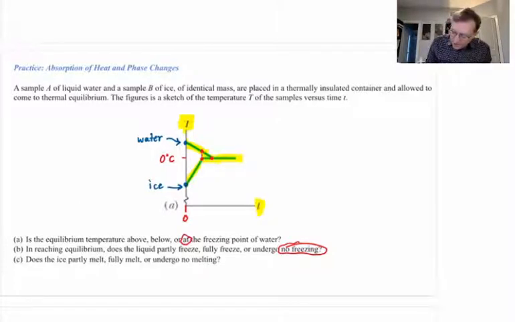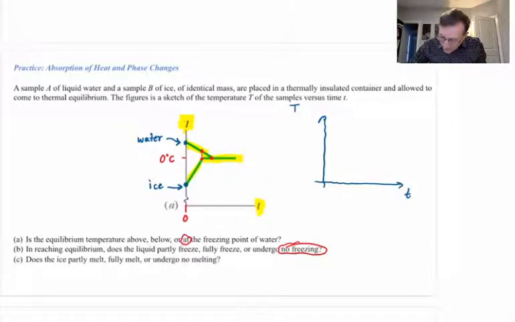Let me try to sketch it over here to the side. Temperature versus time. Let's just do the ice part. Goes up in the ice phase, undergoes the phase change, so there's no temperature change. And if it had fully melted, completed its phase change, and there was still some warm water, its temperature would start to go up again. Meanwhile, the water graph would come down and eventually meet it.